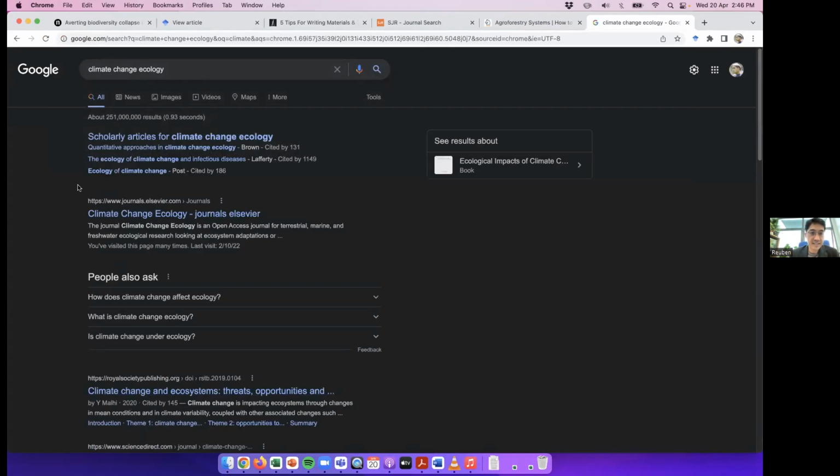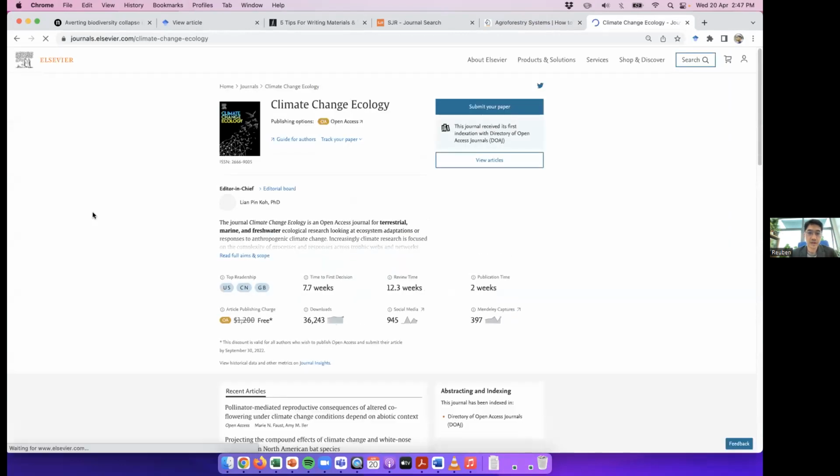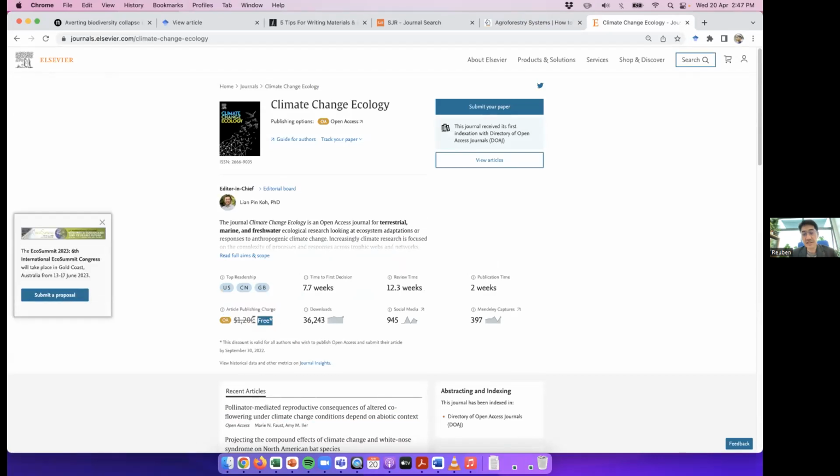It's called Climate Change Ecology, an Elsevier journal. So you see here, article publishing charge: free, right? Why is this free? Can anybody hazard a guess? You can type in the chat group here.